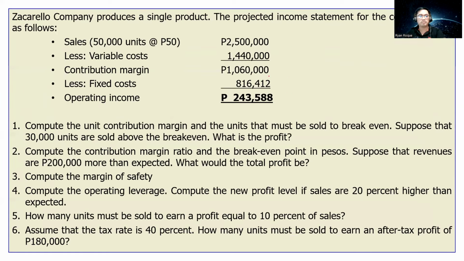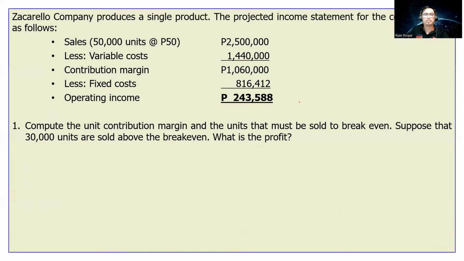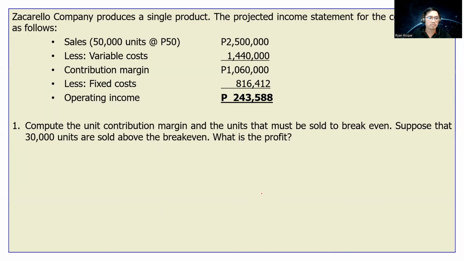Okay, so let's move to a problem. So we will be answering all these requirements. There are six sets of requirements, and we will be answering one by one. So let's begin. Okay, for the first one, we are asked to compute for the unit contribution margin and the units that must be sold to break even. And suppose that 30,000 units are sold above the break even. What is the profit?